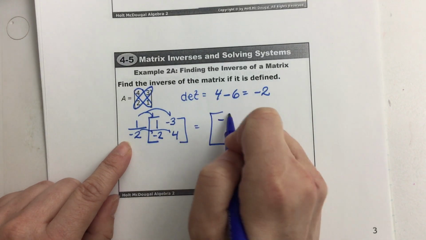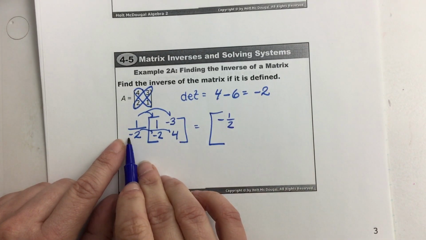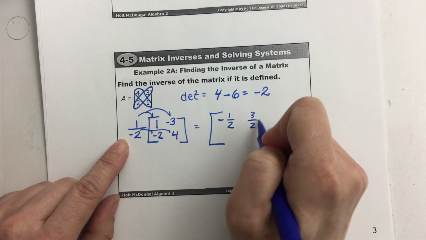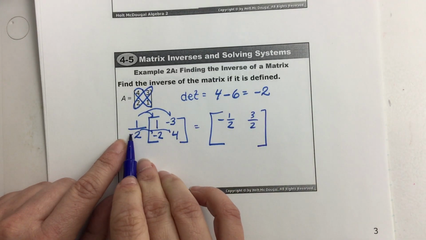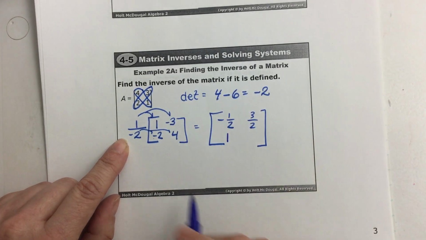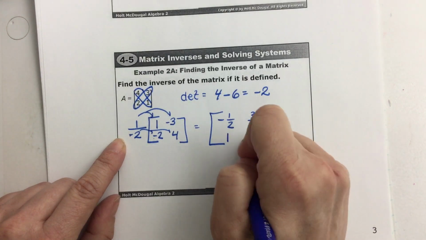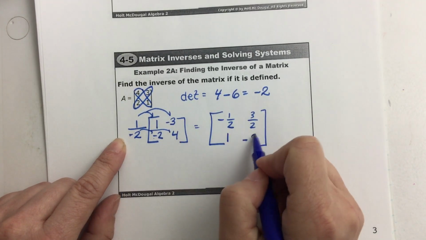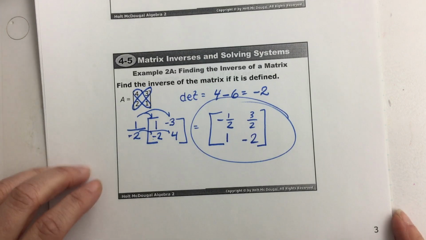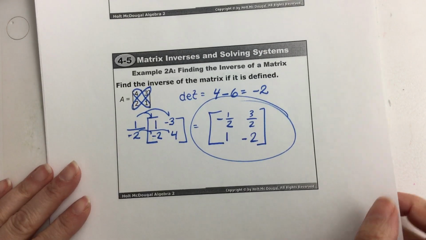Negative 1/2 times 1 is negative 1/2. Negative times a negative is a positive. 1/2 times 3 is 3/2. Negative times a negative is a positive. 1/2 of 2 is 1. Negative times a positive is a negative. 1/2 of 4 is 2. There is your inverse. So it is just a formula. We're going to try a couple more because this is like the big skill for the day.